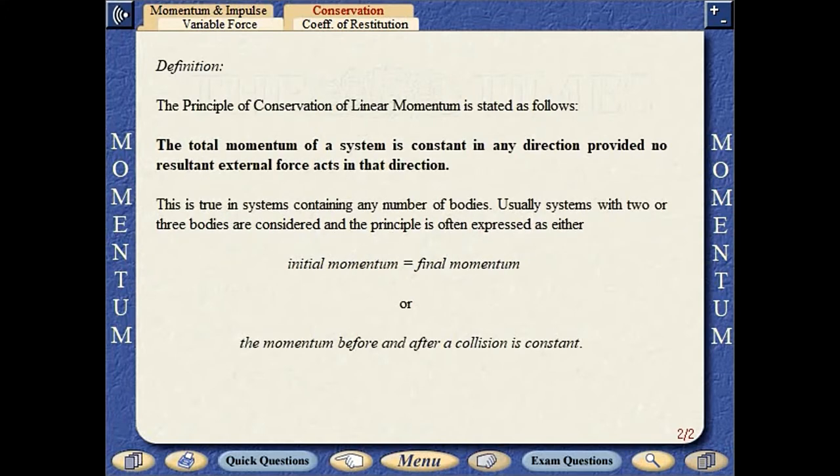The principle of conservation of linear momentum is stated as follows. The total momentum of a system is constant in any direction, provided no resultant external force acts in that direction. This is true in systems containing any number of bodies. Usually systems with two or three bodies are considered, and the principle is often expressed as either initial momentum equals final momentum, or the momentum before and after a collision is the same.